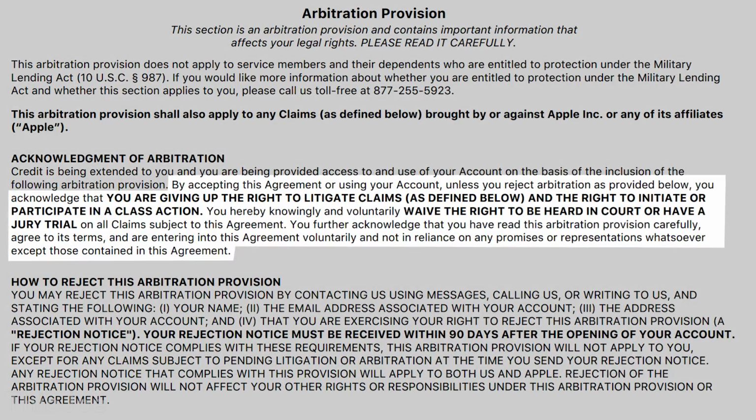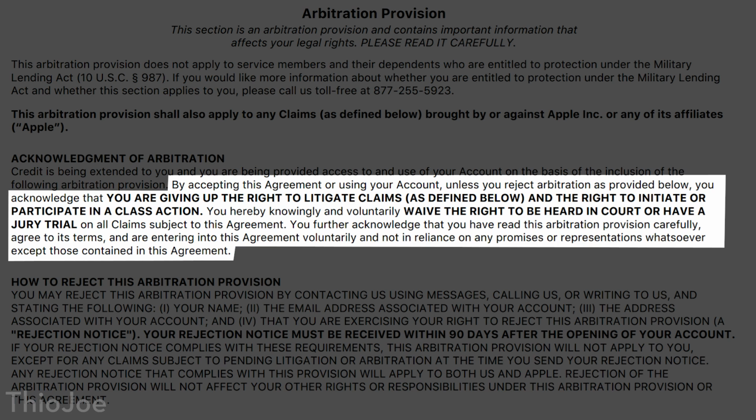It says right in the agreement, "By accepting this agreement or using your account, unless you reject arbitration as provided below, you acknowledge that you are giving up the right to litigate claims as defined below and the right to initiate or participate in a class action. You hereby knowingly and voluntarily waive the right to be heard in court or have a jury trial on all claims subject to this agreement. You further acknowledge that you have read this arbitration provision carefully, agree to its terms, and are entering into this agreement voluntarily and not in reliance on any promises or representations whatsoever except those contained in this agreement."